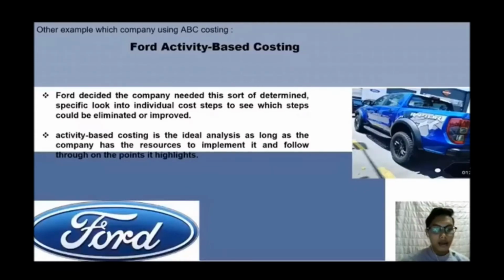Since car and truck manufacturing is an established industry, where the manufacturing process has many steps that combine to make the final product, activity-based costing is the ideal analysis as long as the company has the resources to implement it and follow through on the points it highlights.